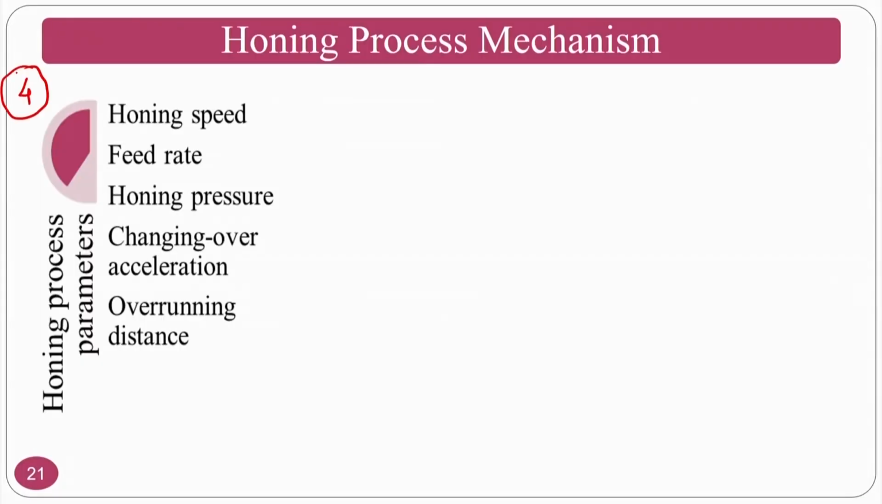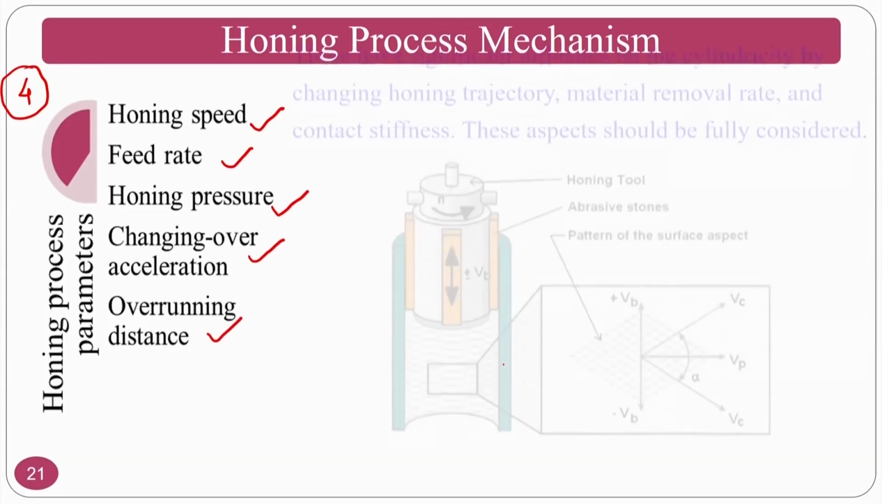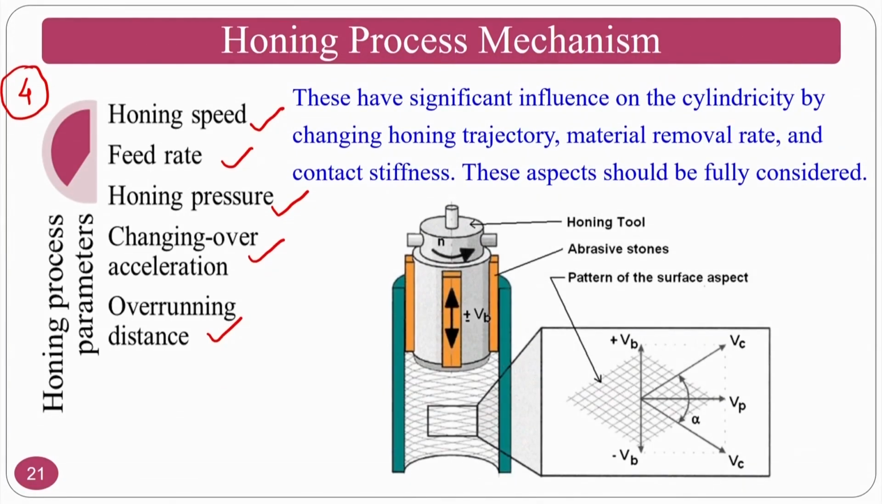The fourth one talks about honing process parameters, that is the honing speed, feed rate, honing pressure, changing overall acceleration, overrunning distance and other things. You can see these have significant influence on the cylindricity by changing the honing trajectory, material removal rate and contact stiffness. These aspects must be fully considered because these are the primary things that one has to take care of, because these are the input conditions the operator is going to feed to the machine if it is a power stroke method.